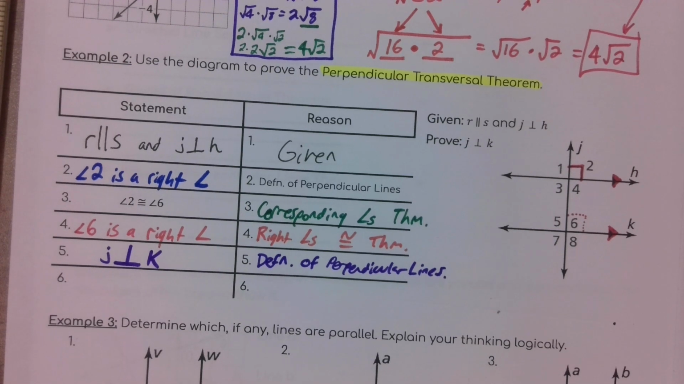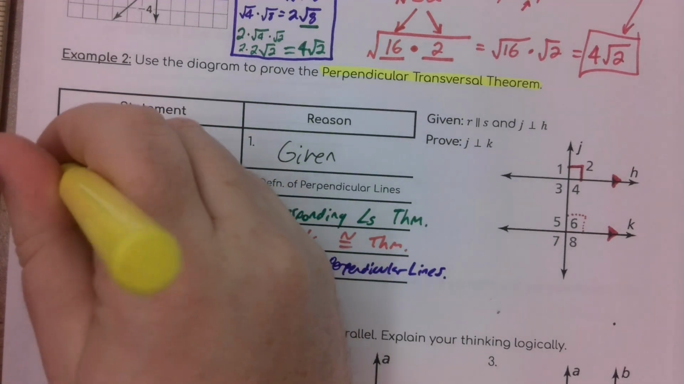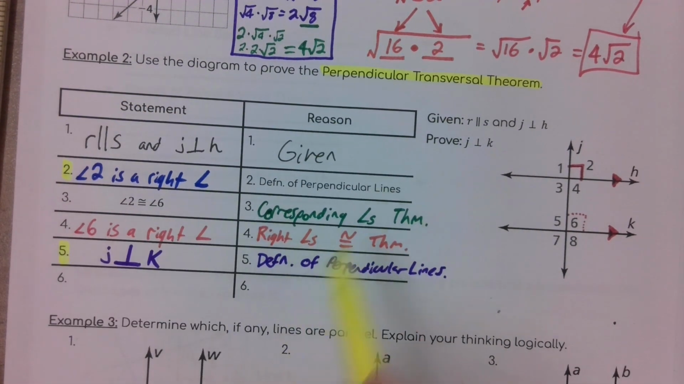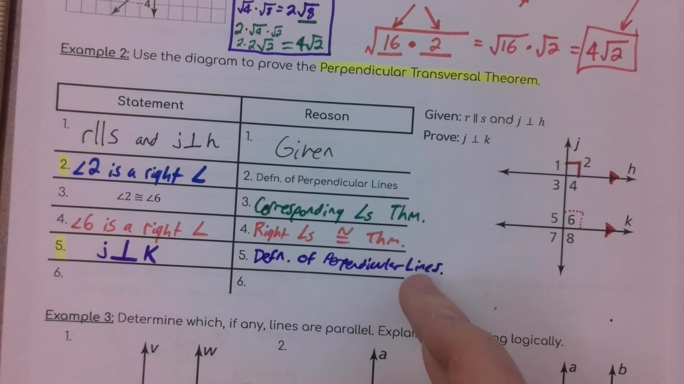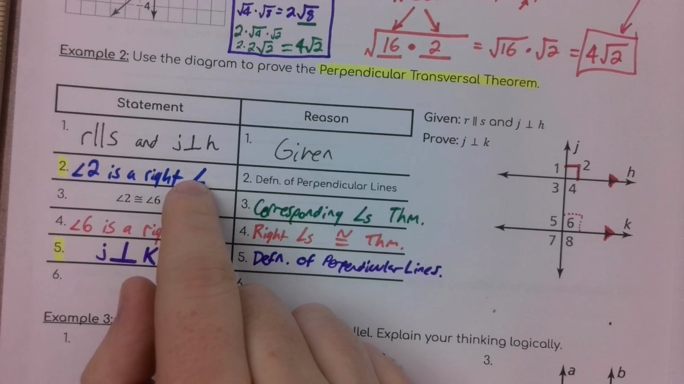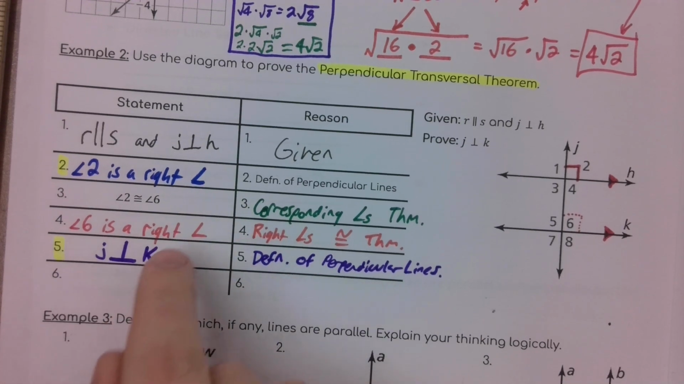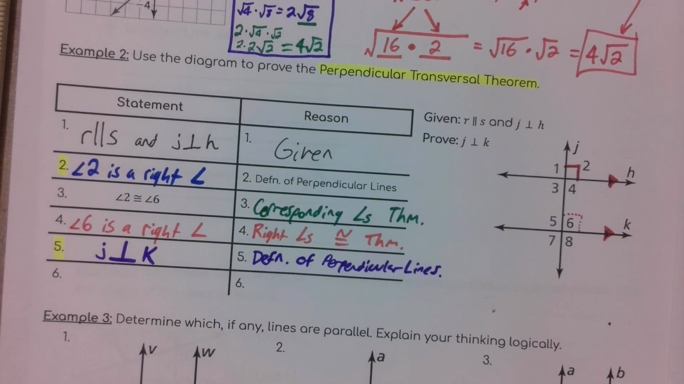This is the first time, and I want you to take note of this, that two different statements are given the same reason. This doesn't happen often, but with things like midpoint and perpendicular lines and a lot of other definitions, you're allowed to use definitions in different ways. This is one of those cases where the definition of perpendicular lines could tell us that an angle is right, or it tells us that if an angle is right, then the lines must be perpendicular. Both are fine. Done and done.